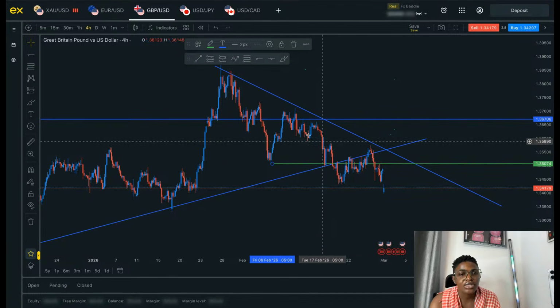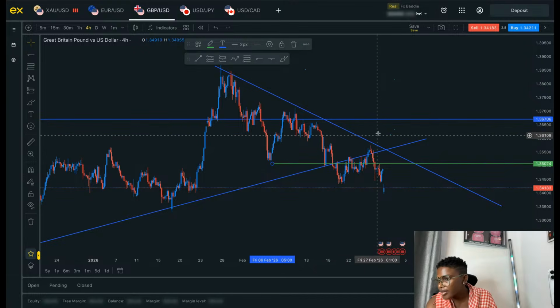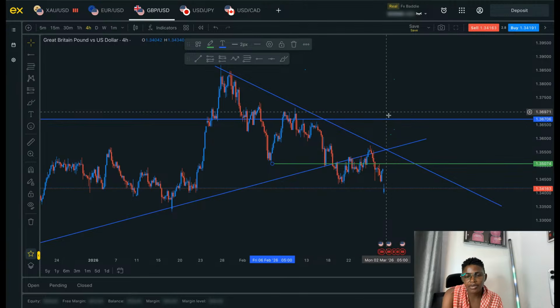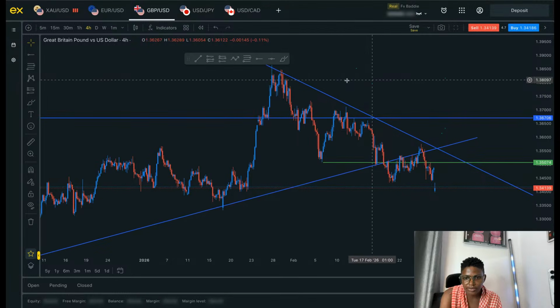So if things actually go as planned, we might be buying above here. We might be buying above this level. So we'll just watch it closely.